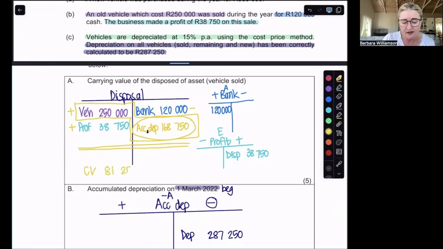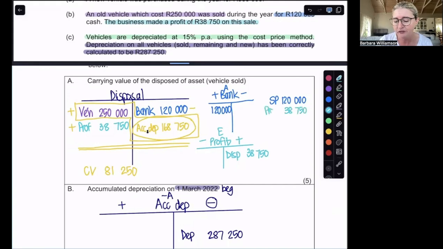81,250. Now, in case you hadn't already seen it, there is a faster way to answer this particular question. However, I do need my accumulated depreciation for the next question, which is why I have done the T account over here. But if you pick up on it, you can just take your selling price, which was given to you as 120,000, and combine that with the profit that you were told about, because they told you there was a profit of 38,750.